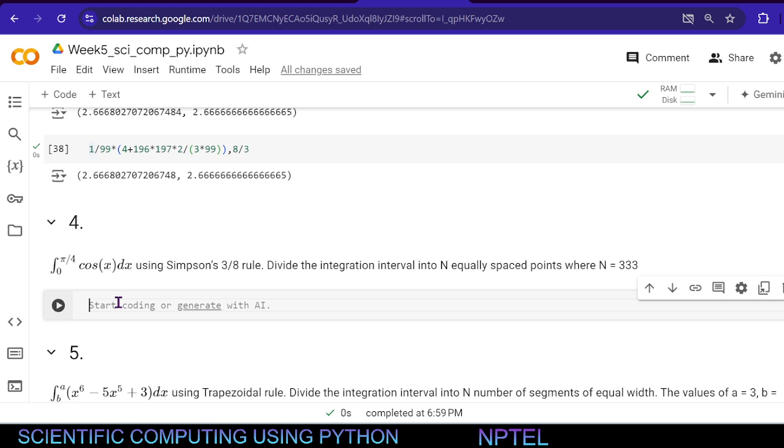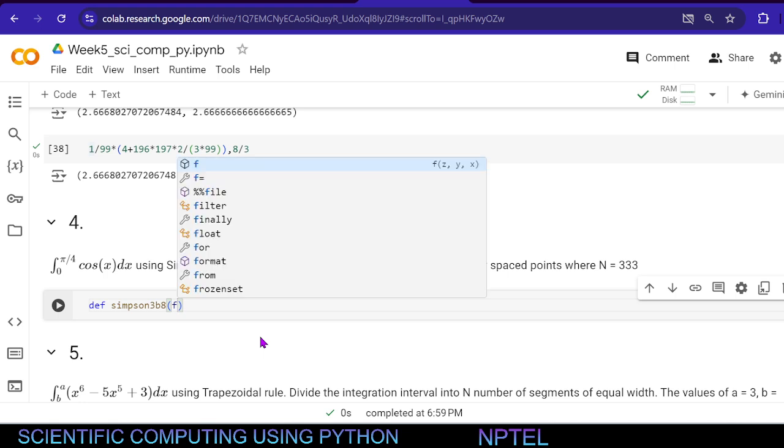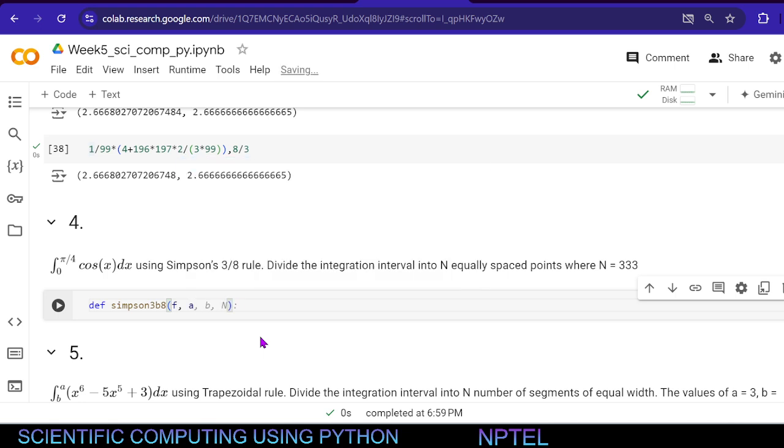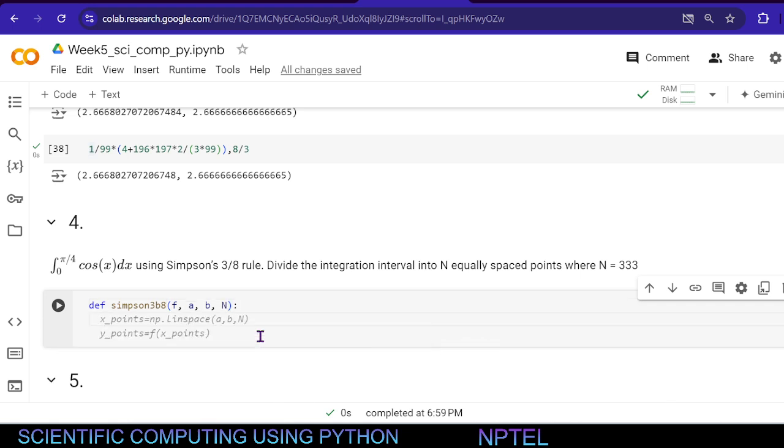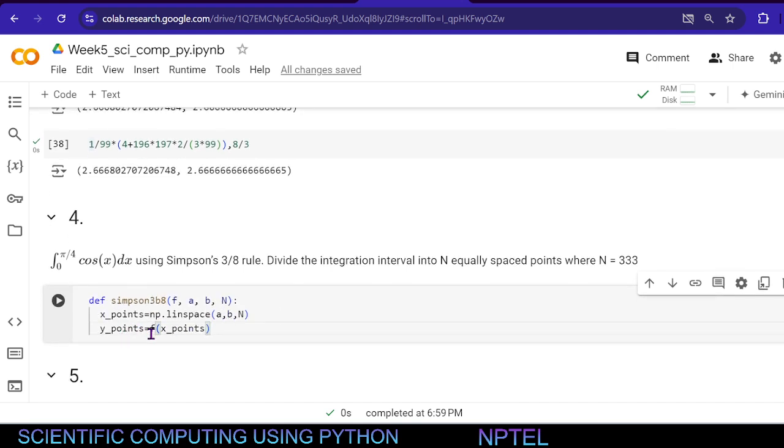So again we can define our function, Simpson 3 by 8. And the arguments are going to be the same. We need to give it a function, lower limit, upper limit, and total number of points. Now it knows what to do. X points is going to be a linspace from A to B, and N is the number of points. So this is correct. And Y points are just the function at those points.